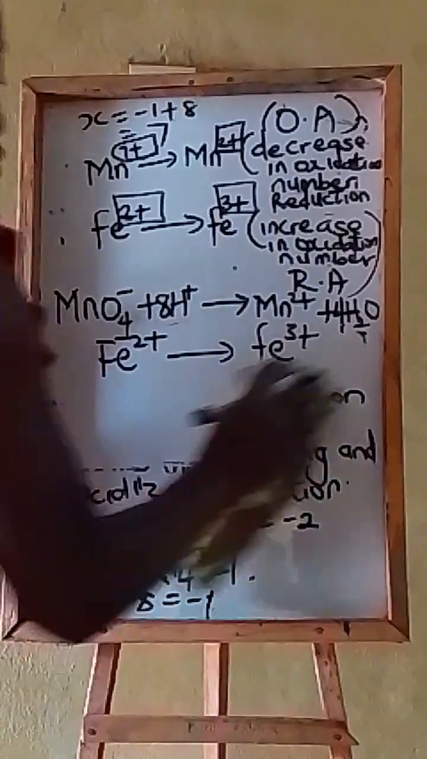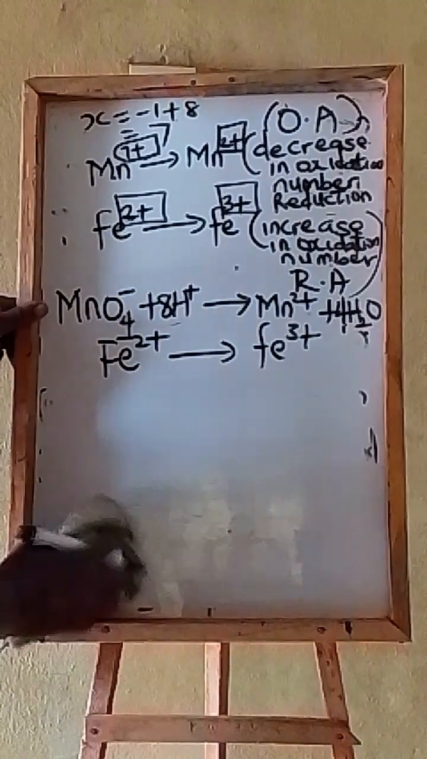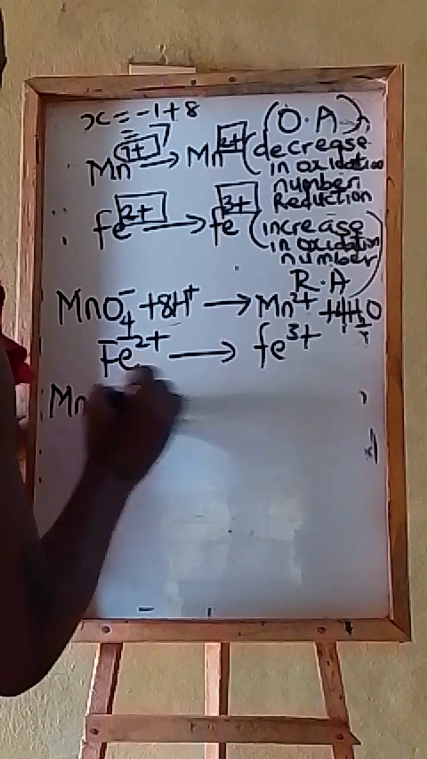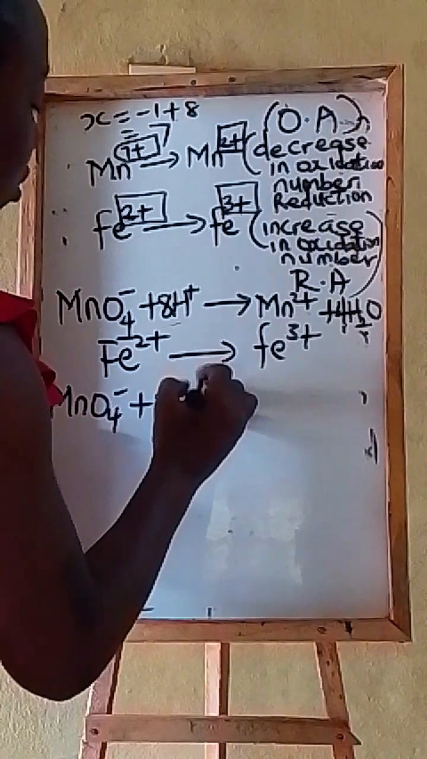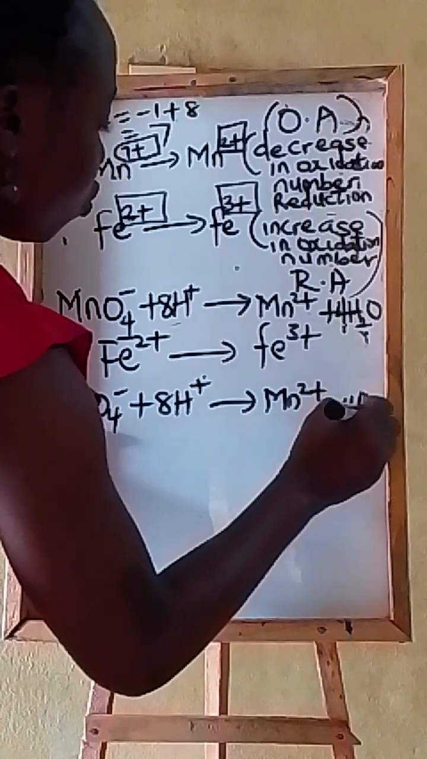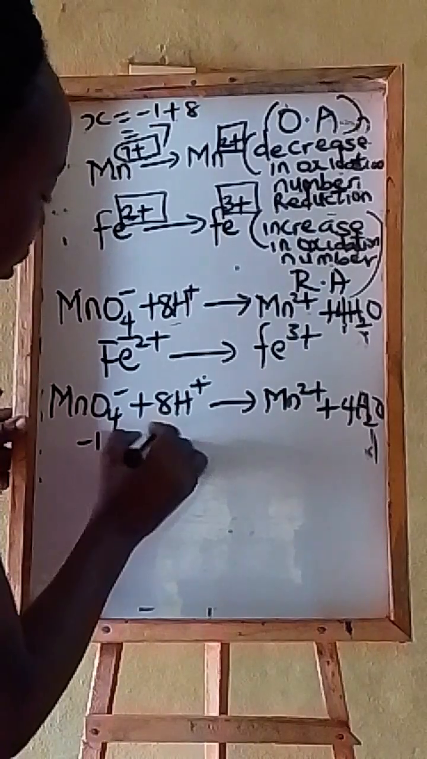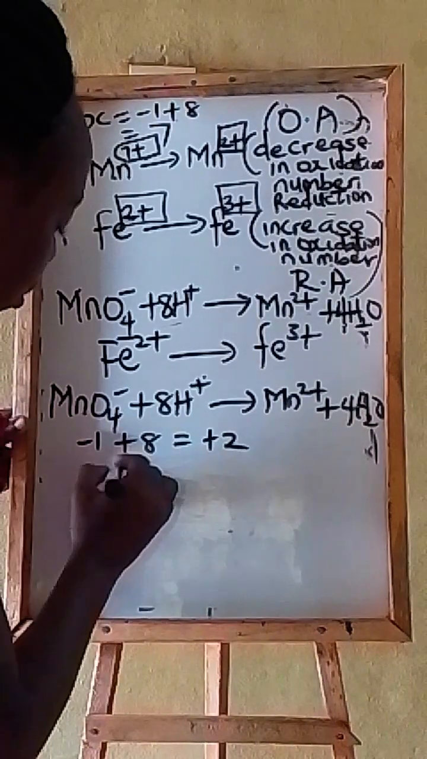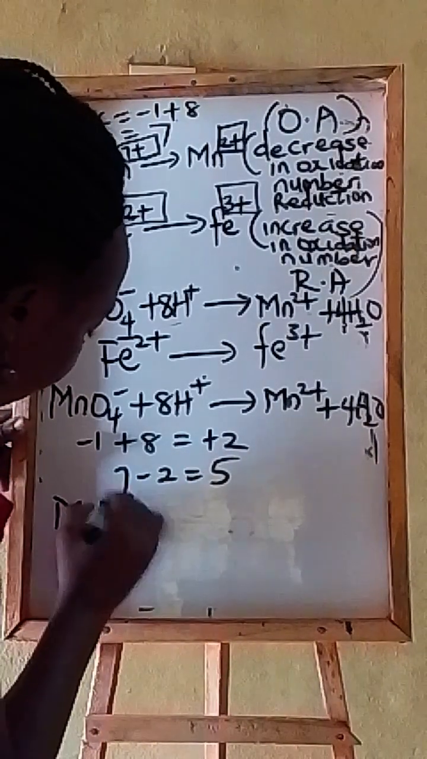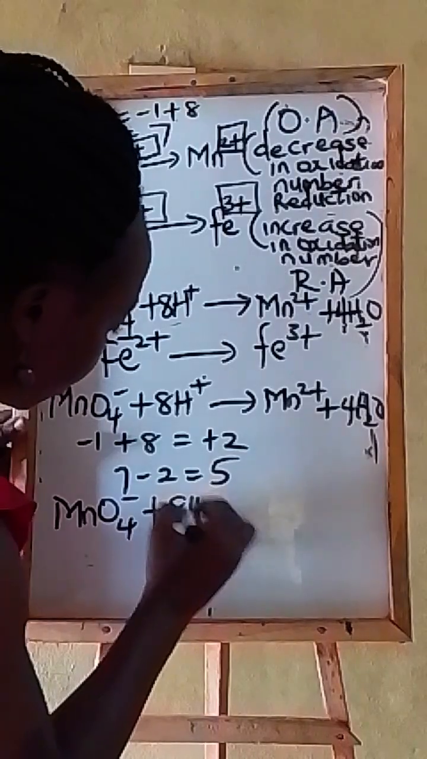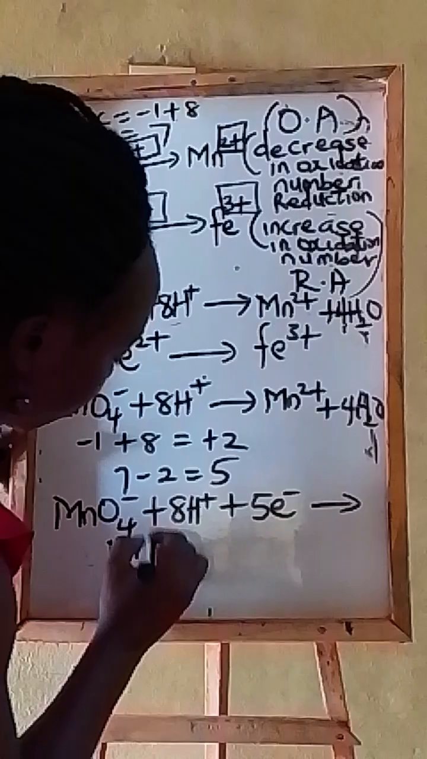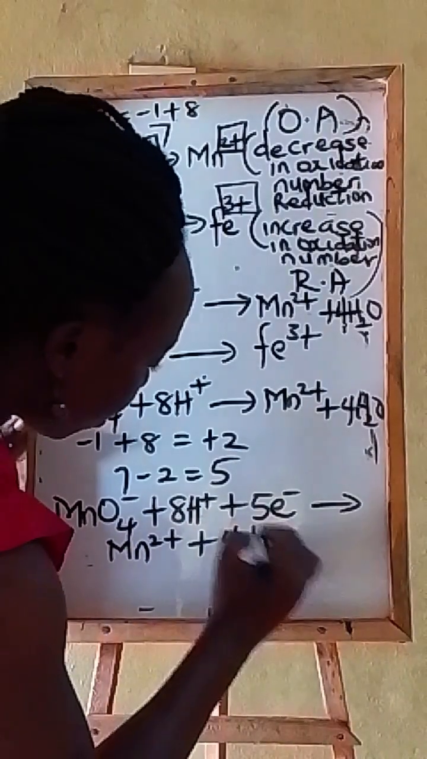The next thing to do is you balance electrically. MnO4- plus 8H+ to give us Mn2+ and 4H2O. So we have minus 1 plus 8 to give us plus 2. We have 7 minus 2, which is 5. So we have MnO4- plus 8H+ plus 5e- to give us Mn2+ and 4H2O.